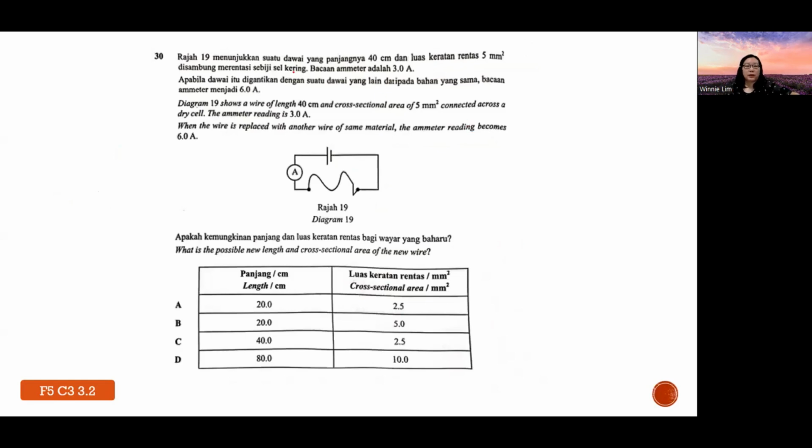Okay, next one. Question 30. Diagram 19 shows a wire of length 40 cm and cross-sectional area 5 mm squared connected across a dry cell, and the ammeter reading is 3 ampere. When the wire is replaced with another wire of the same material, the ammeter reading becomes 6 ampere. What is the possible new length and cross-sectional area of the new wire?